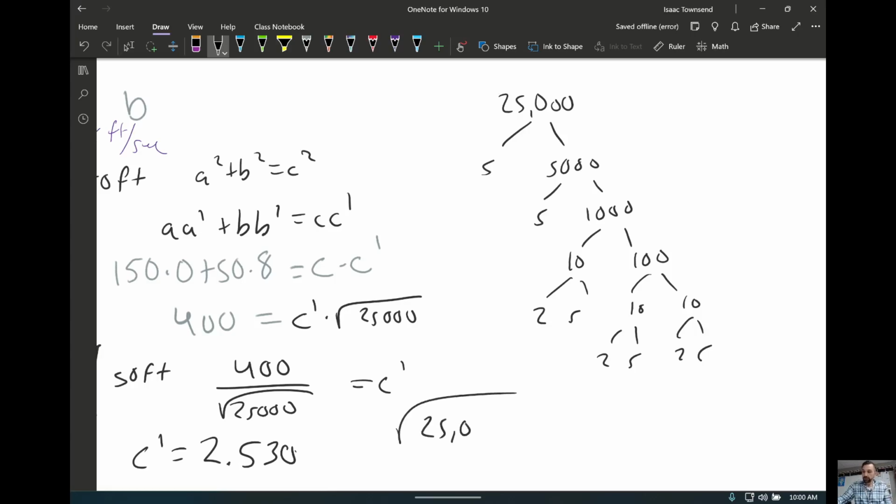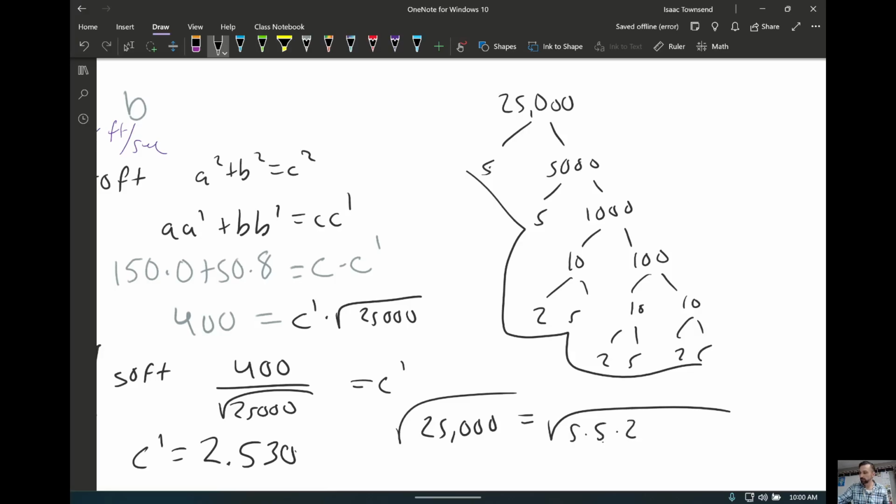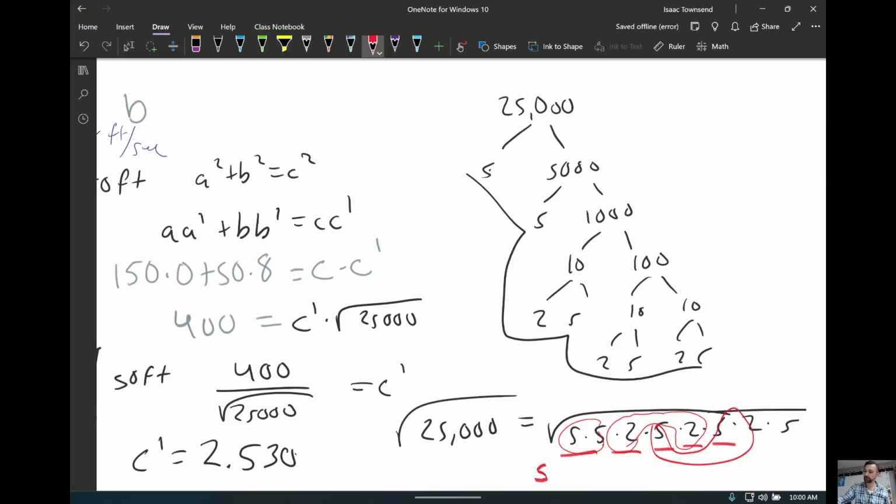Looks like the square root of 25,000 is the same thing as a 5, a 5, a 2, a 5, a 2, a 5, a 2, and a 5. So square roots, we need things in pairs. So a 5, a 2, and a 5. So bring out a 5, bring out a 5, and bring out a 2. That would be 50, and leave behind a 10. So instead of calling this the square root of 25,000, you could call it 50 square root of 10.